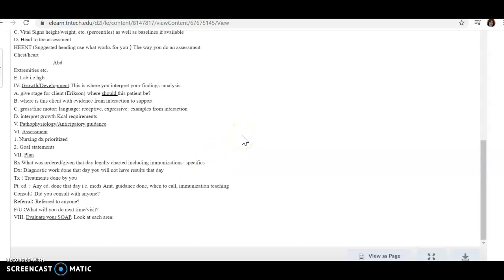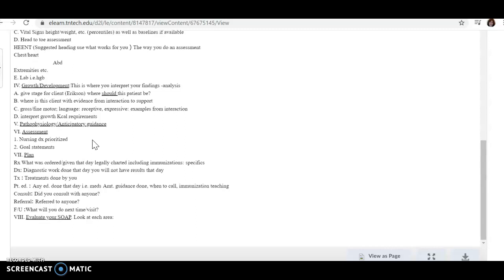Okay, this is the SOAPE explanation part 2. So where we left off was this part 5, Pathophysiology and Anticipatory Guidance. If you'll listen closely to this part, this is where a lot of students get confused. You're going to do either Pathophysiology or Anticipatory Guidance for your SOAPE note.